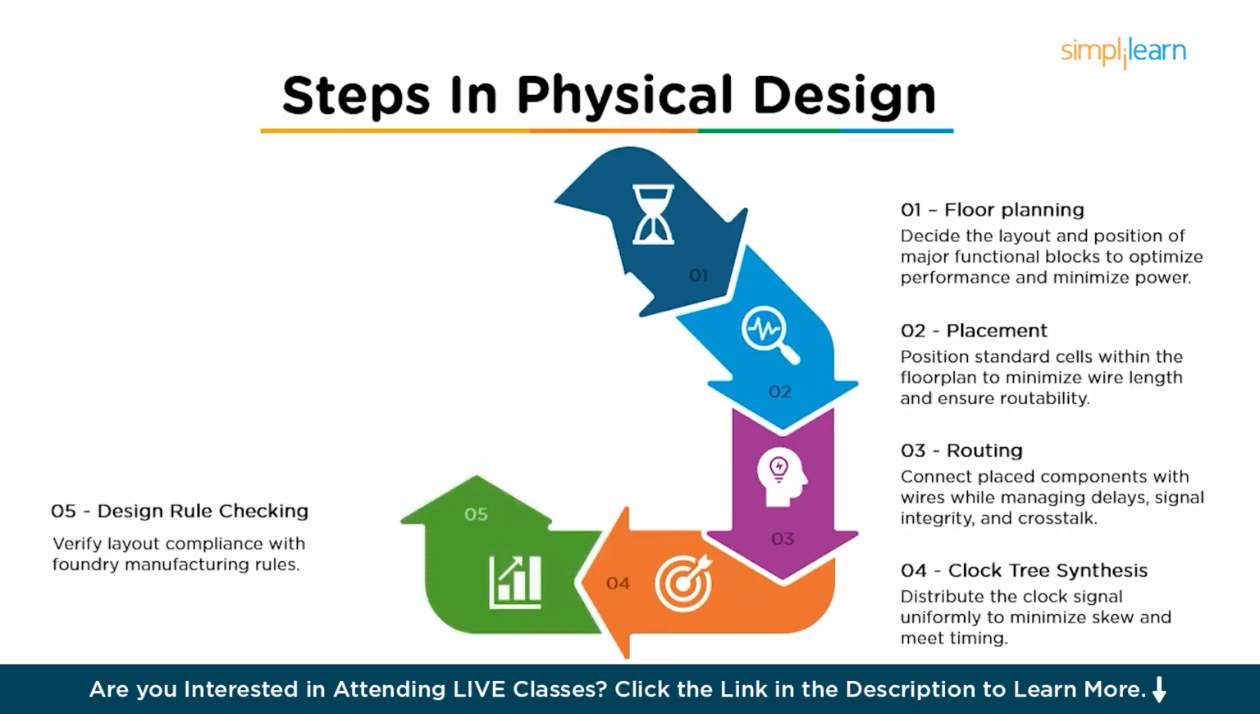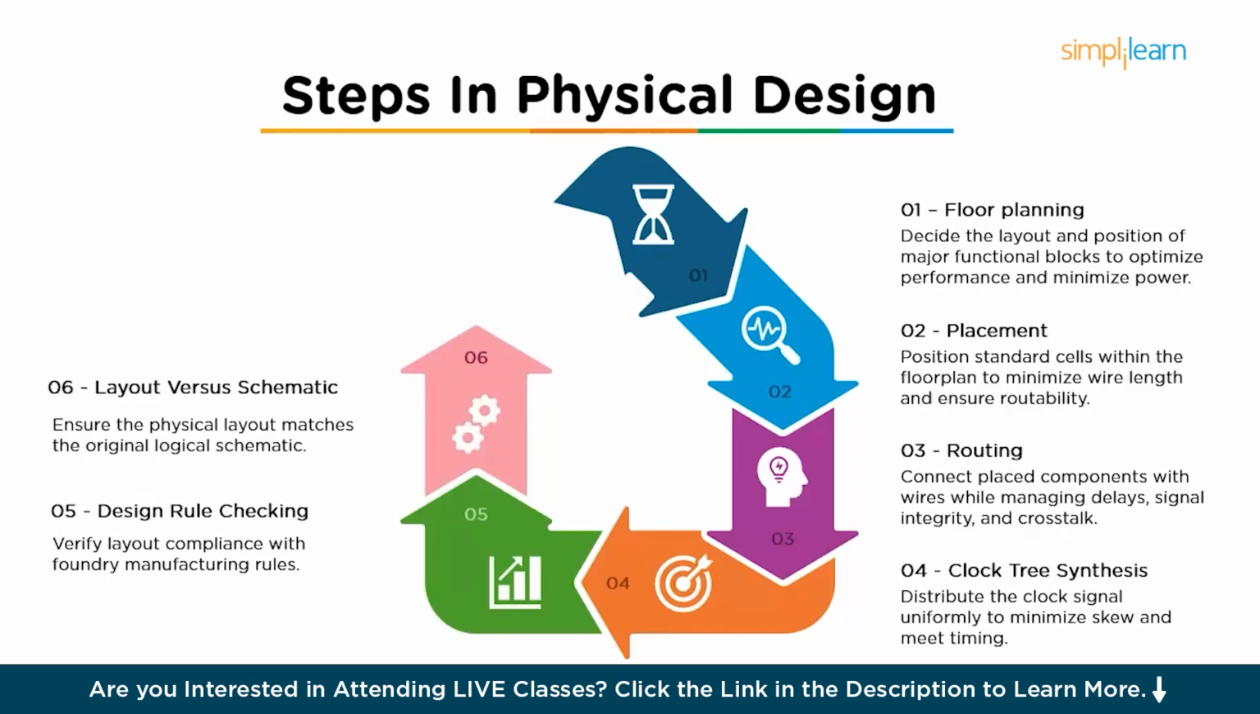Then comes design rule checking. Design rule checking is the process of verifying that the physical layout complies with the manufacturing rules of the foundry that will produce the chip. These rules ensure that the layout is manufacturable and that there are no issues that could cause defects during fabrication, such as improperly spaced layers or wires. Then comes layout versus schematic. After completing the placement and routing steps, the final physical layout must be checked against the original schematic to ensure that the design is correct and consistent.